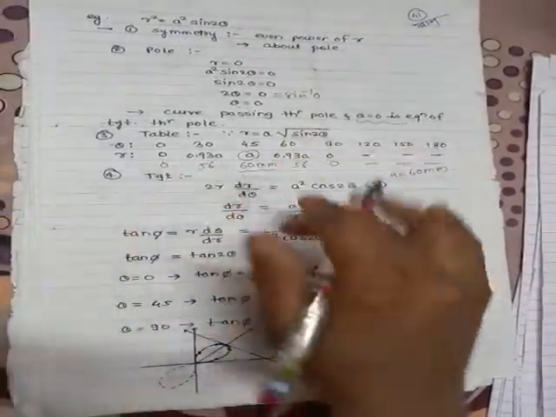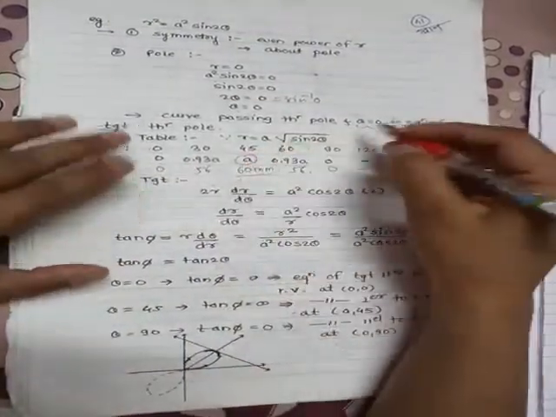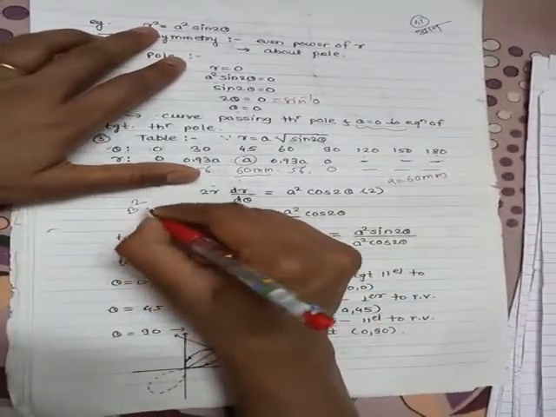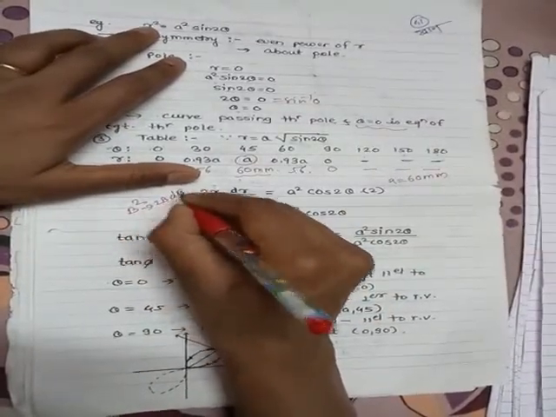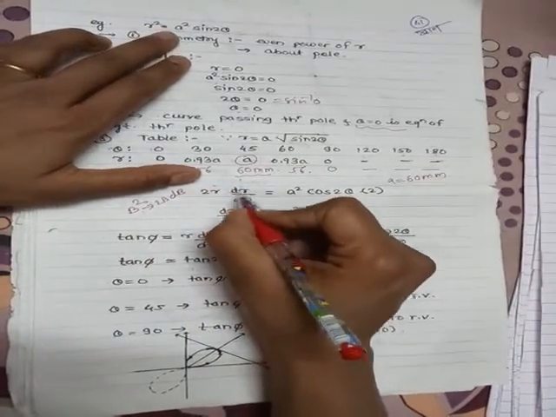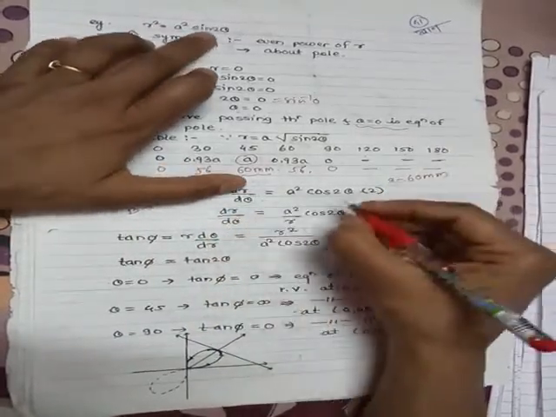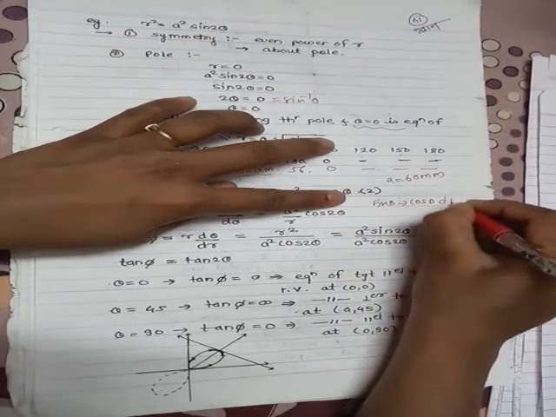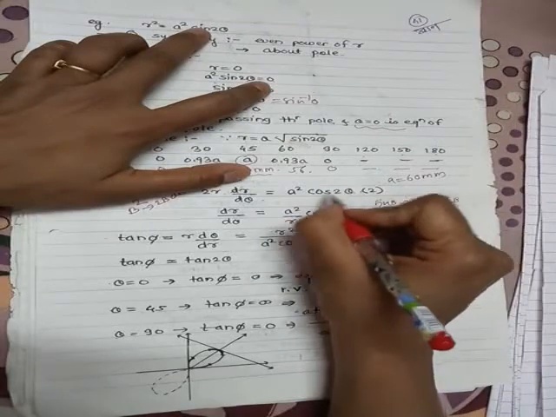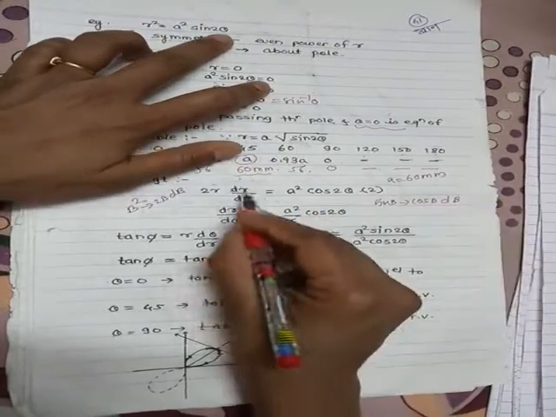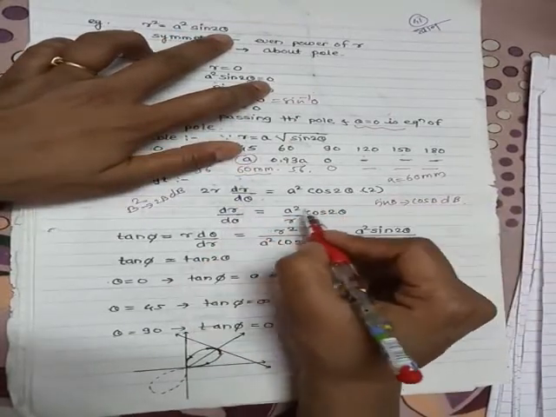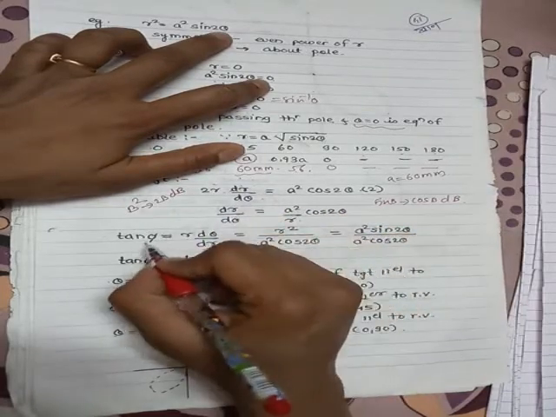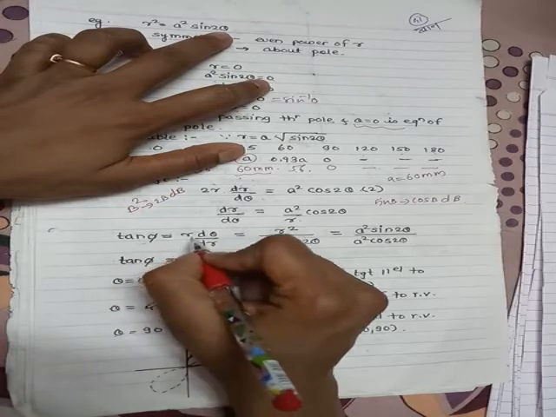Now tangent. For tangent, take the derivative on both sides. So r square derivative, by using the b squared formula, is 2b into derivative of b, so 2r into derivative of r with respect to theta. On the right side, a square as it is, and sine b derivative is cos b into derivative of b, so sine 2 theta gives cos 2 theta into 2. So dr by d theta is equal to a square, 2 gets cancelled, a square cos 2 theta upon r.